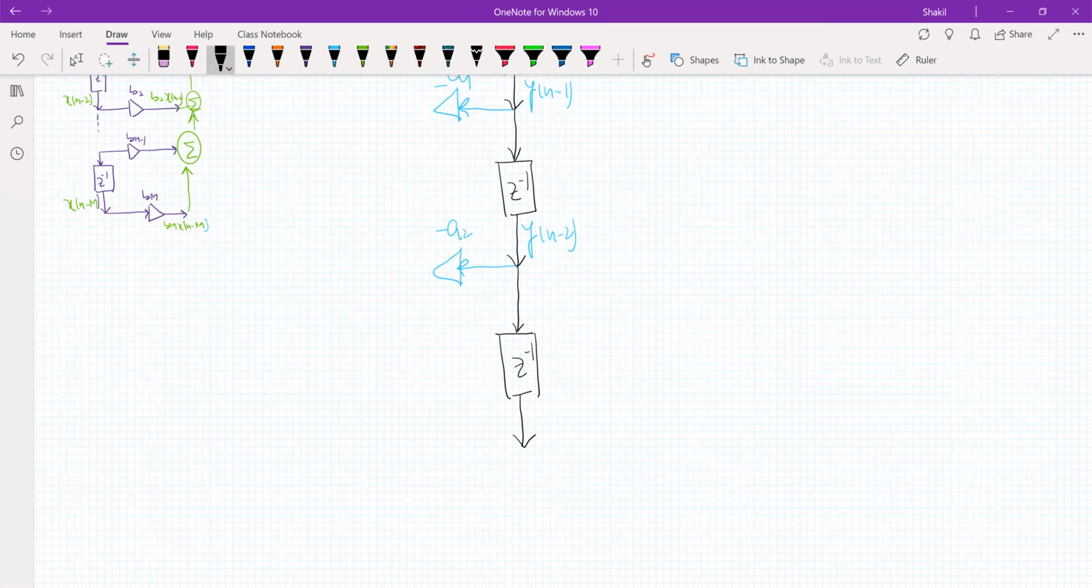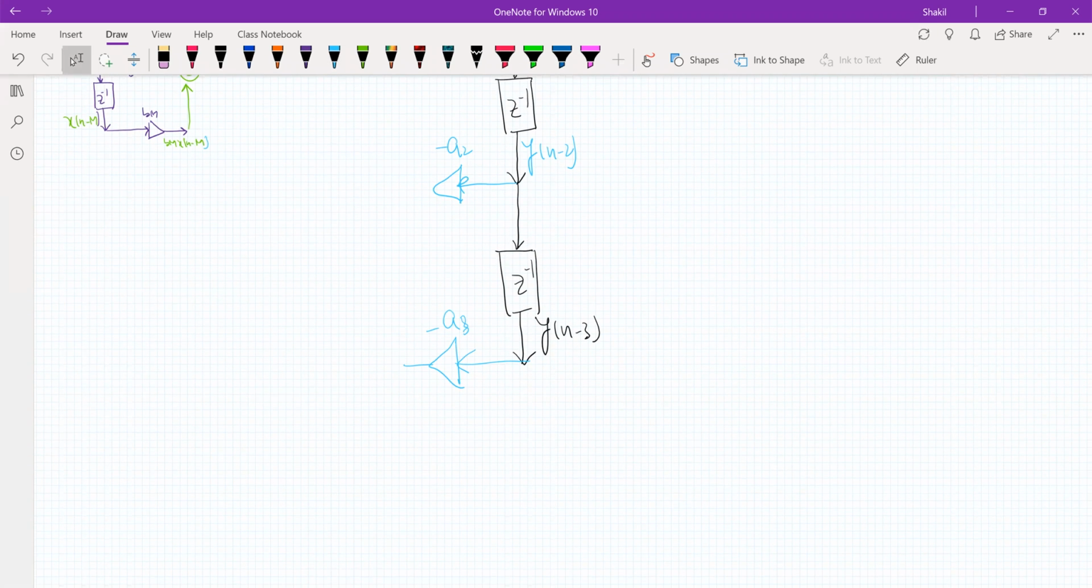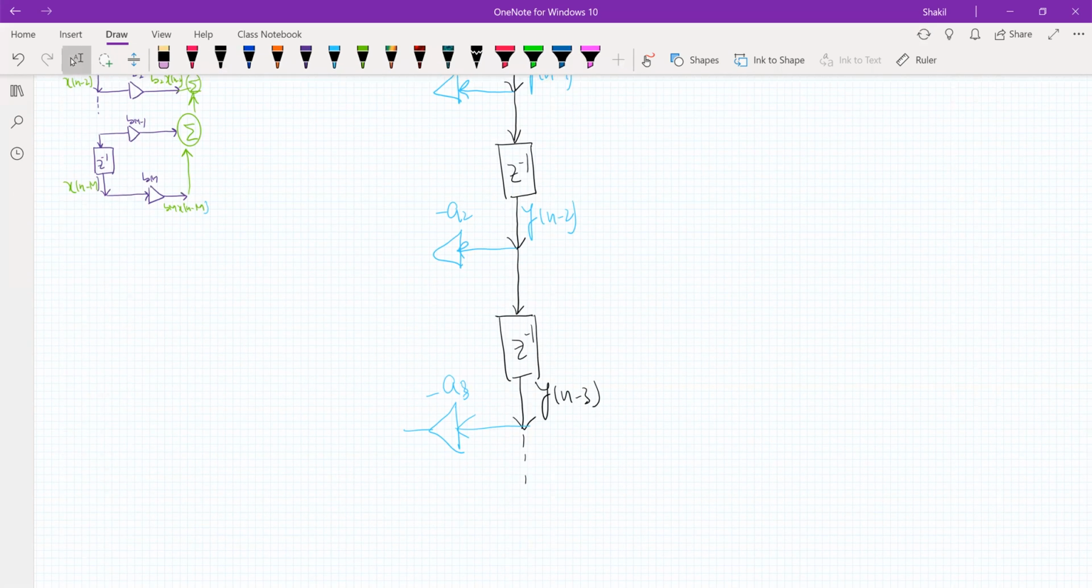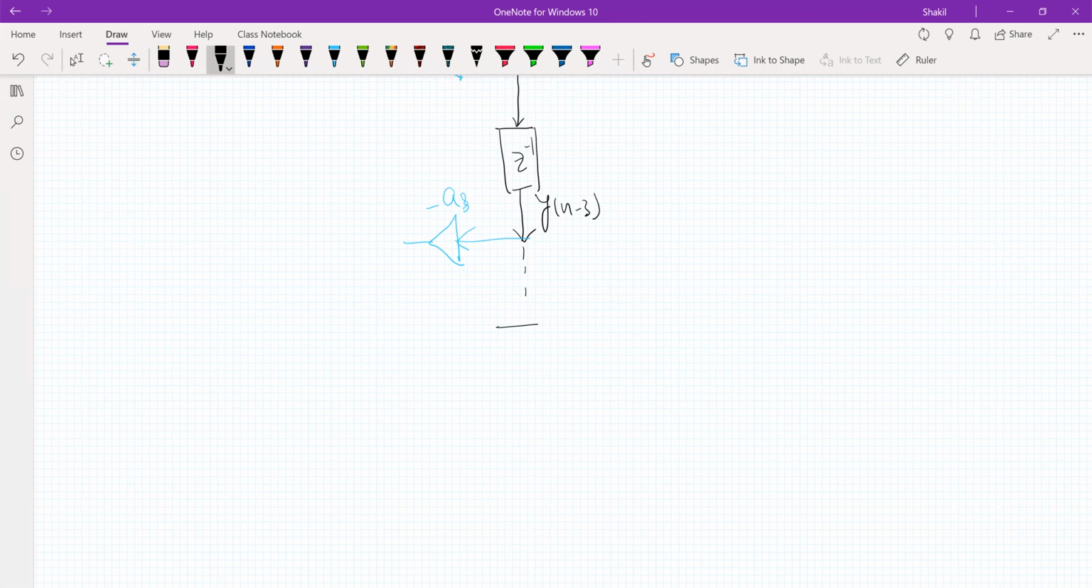So here we have y of n minus 3. Then we pass this through a multiplier whose multiplying coefficient is minus a3, and we will continue this procedure till we arrive at this last term, right? The last term will be y of n minus capital N.